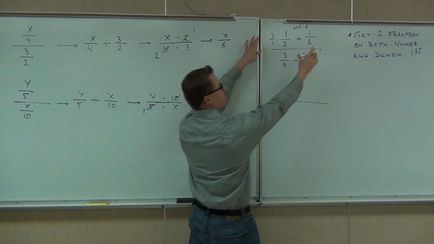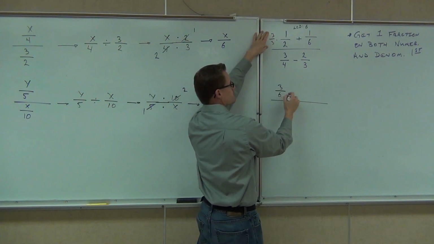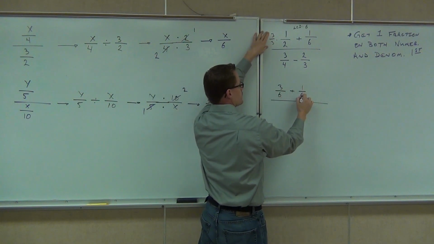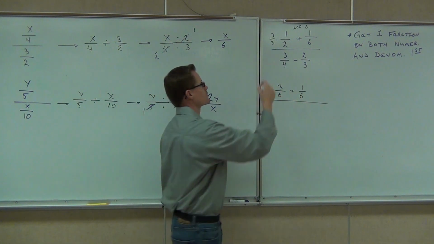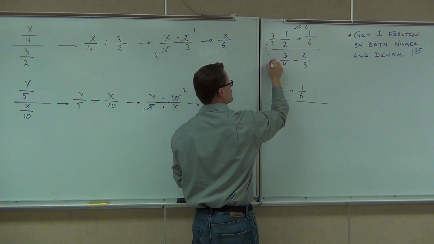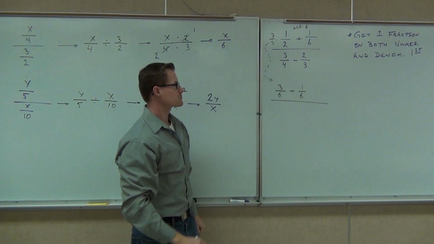So from our main numerator, I have 3/6 plus 1/6. Do you see where those fractions are coming from? Okay, so from here, that's how we're getting this set of fractions.